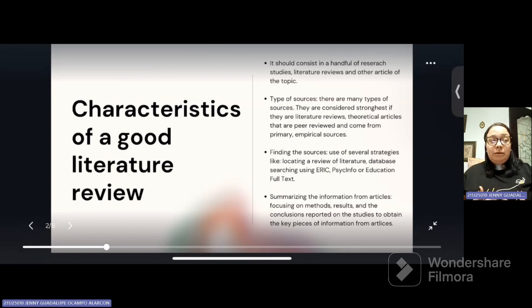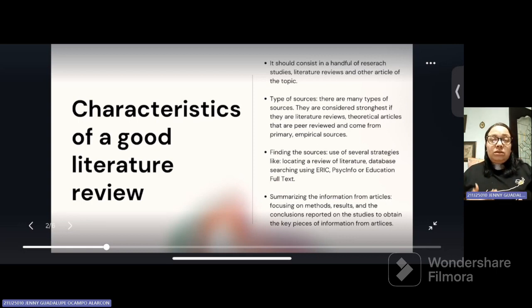Next is to identify the type of sources, because there are many types of sources like journals, the internet, databases, books, and even persons that are sources of information. These sources are considered the strongest if they are literature reviews or theoretical articles that are peer reviewed and come from primary empirical sources. This means that the author of the article is also the researcher of the study. So these are the strongest ones, and they should be considered in the first place for a literature research.